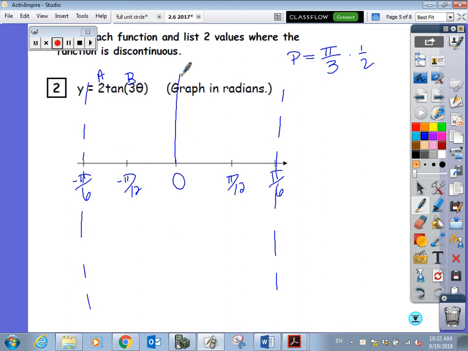My y-axis at 0, my vertical stretch is 2. I don't care how far up and down you go as long as 2 is above 0 and negative 2 is below. It's tangent, so here's my middle point, right and up, left and down, and then you can draw your graph.